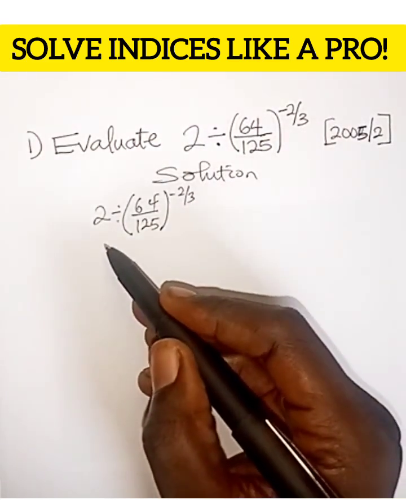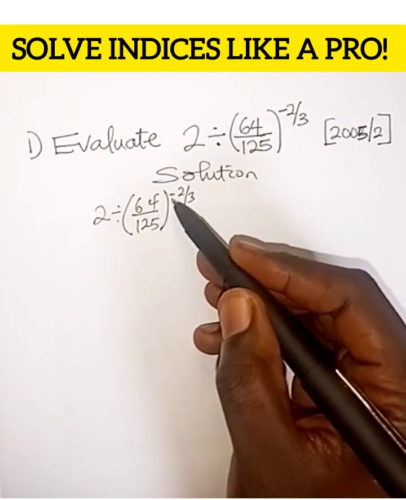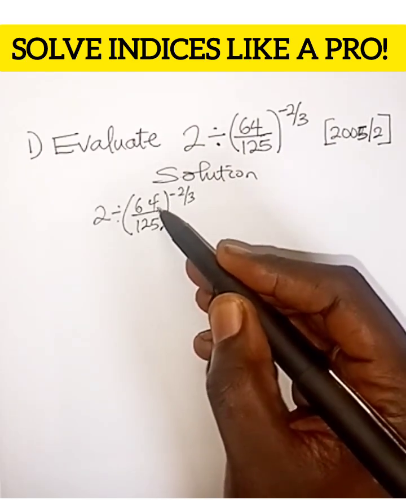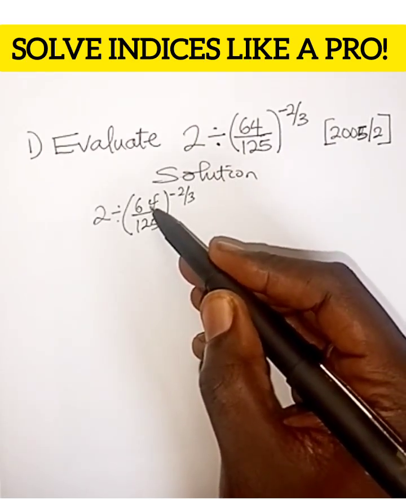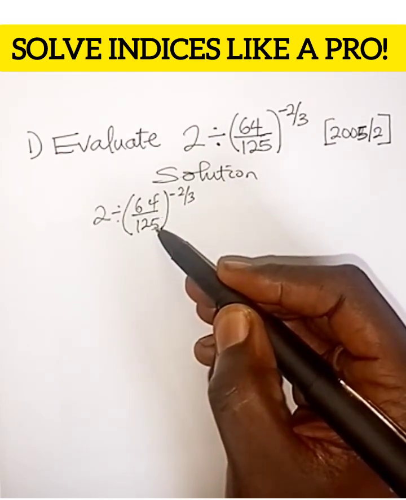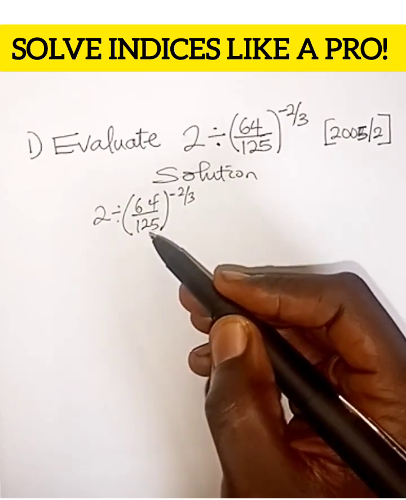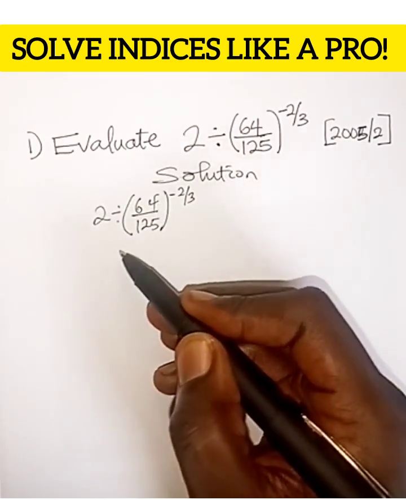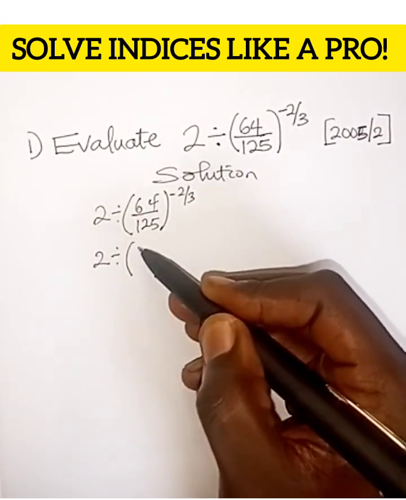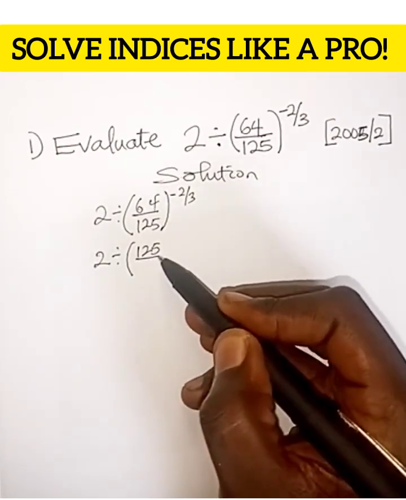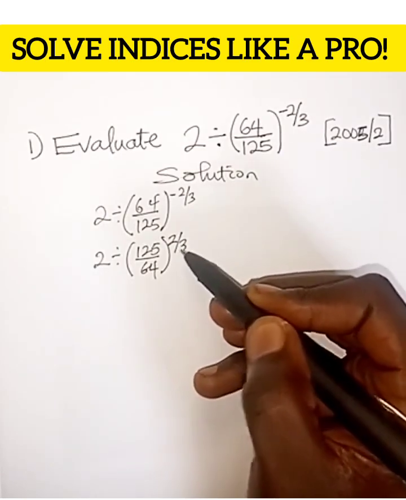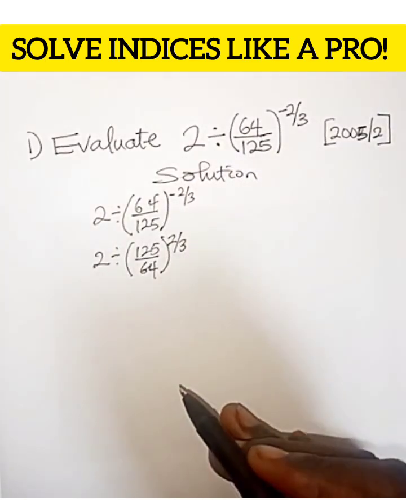Now you can actually work on this negative. To remove this negative, we can interchange this number. The numerator will go down to the denominator, while the denominator will go to the numerator. So we can write this as 2 divided by 125 over 64, then the negative will go, and we have 2 over 3.